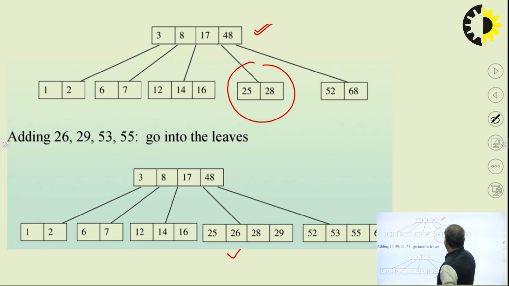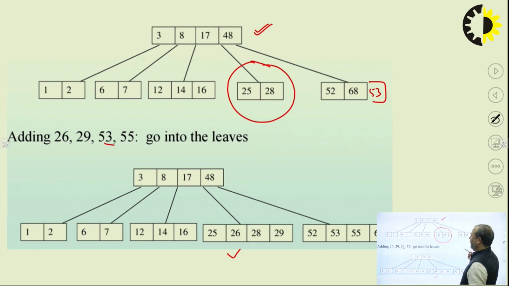Similarly 29. This 29 is greater than 17 and less than 48, so it will be accommodated in this node. And we will sort after each insertion. Then we have 53. How will we insert 53? 53 is greater than 48, so it will come here: 52, 68 and 53. Then we sort: 52, 53, 68. Okay, we have inserted 53.